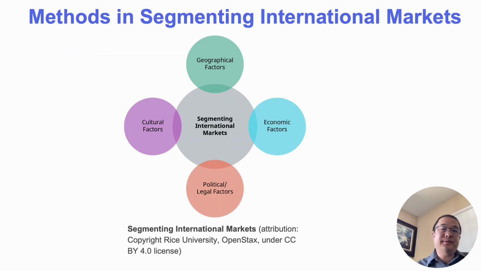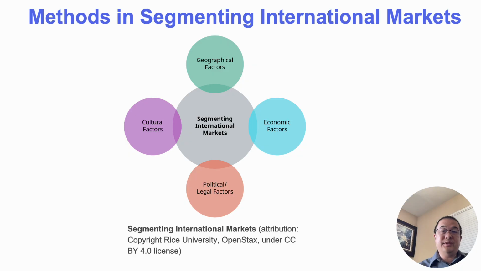So this explains the 4 main methods that companies use to segment international or global markets. Instead of dividing customers only by age or income, companies also consider the country's geography, economies, cultures, and political as well as legal environments. Number one, geographical factors.